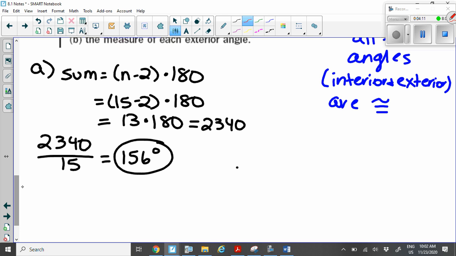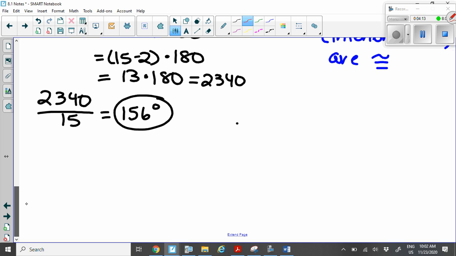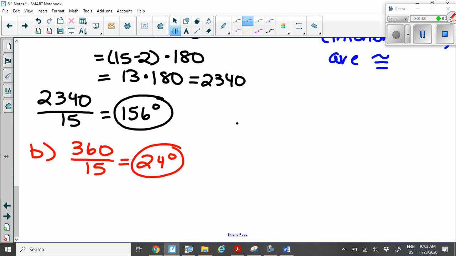Now, I'm going to do something similar. For B, we are finding each individual exterior. So remember, all the exterior angles, the sum is going to be 360. So that's what we just did. We found the sum, then divided by the number of sides. So our sum is 360. And then we're going to divide by the number of sides of this polygon, which is 15. So that means each exterior angle is going to be 24 degrees.